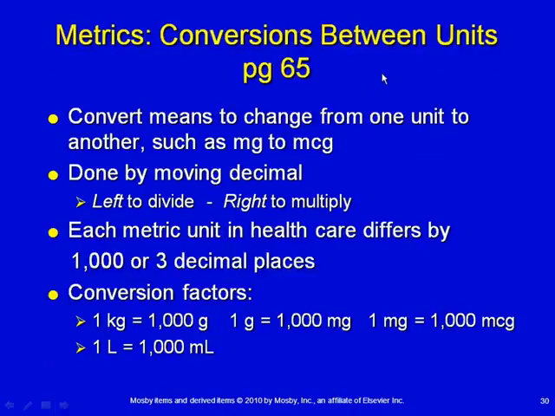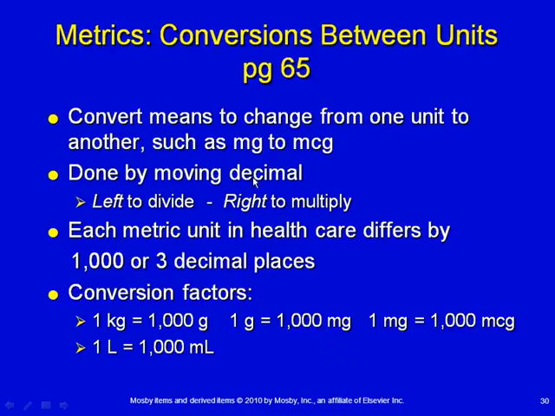Basic metrics conversions. Now I would go ahead and make a card with my conversions, so when I start to do my math, I've got my conversion factors. I'd have a kilogram equals 1,000 grams, a liter equals 1,000 milliliters, a gram equals 1,000 milligrams, and a milligram equals 1,000 micrograms. Put that on a card and we will continue to add to it so you have your conversion card. You convert, that means to change from one unit of measure to another, from milligram to microgram, or from gram to milligram, or milligram to gram.